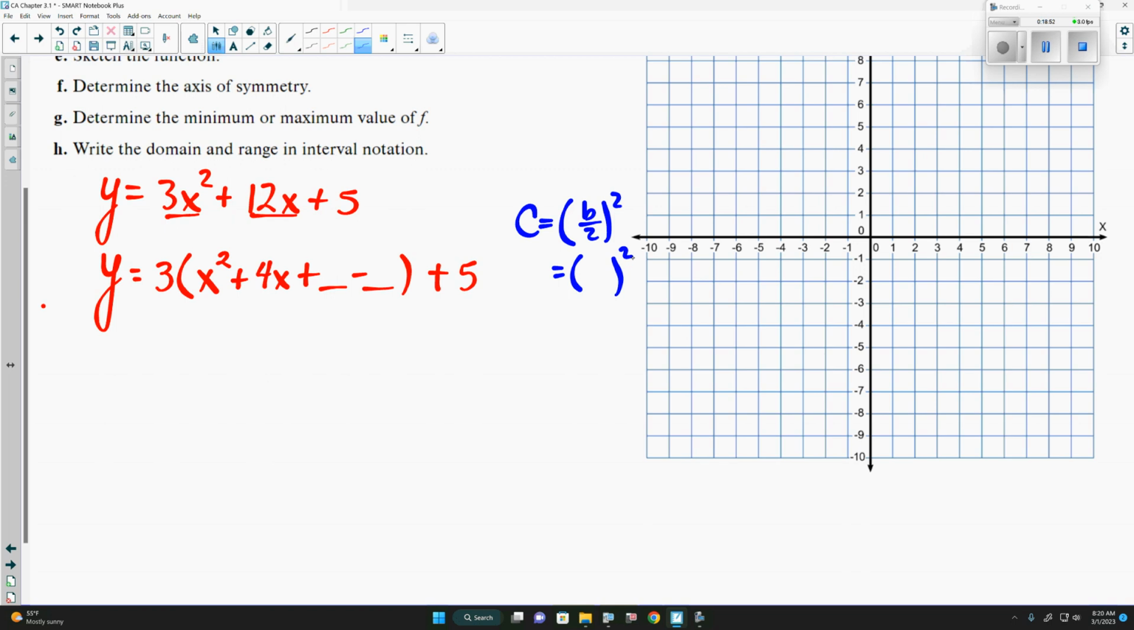Now the process is going to be similar. Our c value that we need is going to be b over 2 squared. Well, our value of b is 4. 4 divided by 2 is 2. And 2 squared is 4. So we add 4 and we minus 4. And again, this is just another kind of clever way to do this. Because plus 4 minus 4 is still 0.